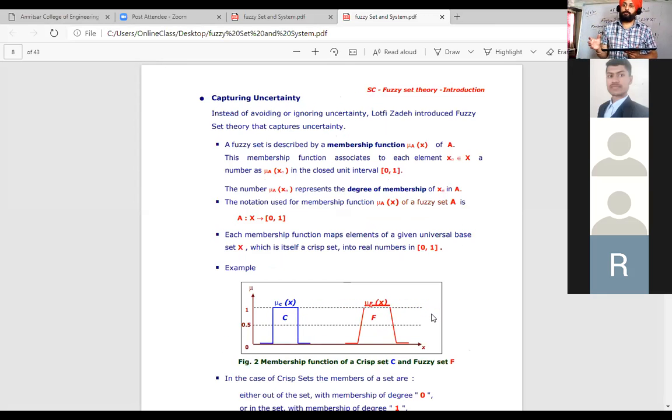So it is used to capture the uncertainty. Just see again one more diagram in crisp set. The slope is very steep, but in the fuzzy set it is somewhat gradual, having a little bit of a gradual slope.